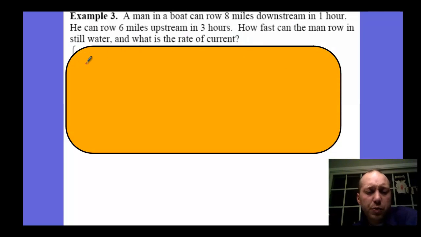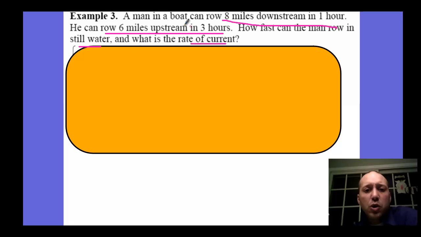Okay, word problems. Students have an issue with word problems. I have a tough time with these. We're going to be practicing these throughout the chapter, but we'll do two tonight. A man in a boat can row 8 miles downstream in 1 hour, and he can row 6 miles upstream in 3 hours. How fast can the man row in still water? What's the rate of the current?